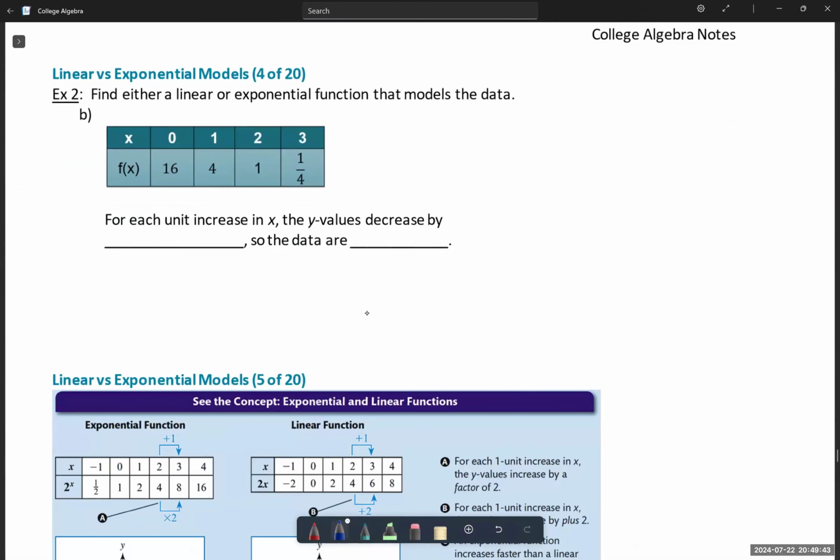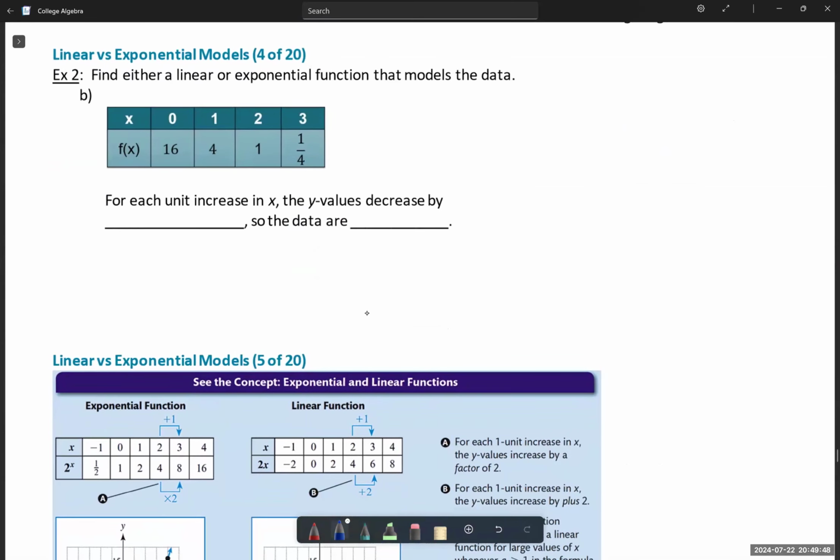And then when we look at our next table, you can see that for every increase in x, it's getting smaller by a factor of 1/4, and another factor of 1/4. 4 times 1/4 is 1. 1 times 1/4 is also 1/4. So this time we are multiplying by 1/4. So these data are exponential.